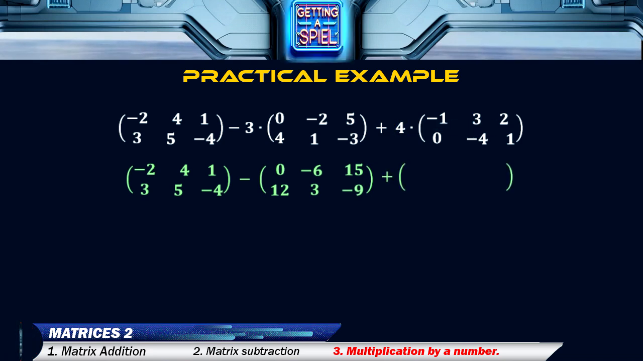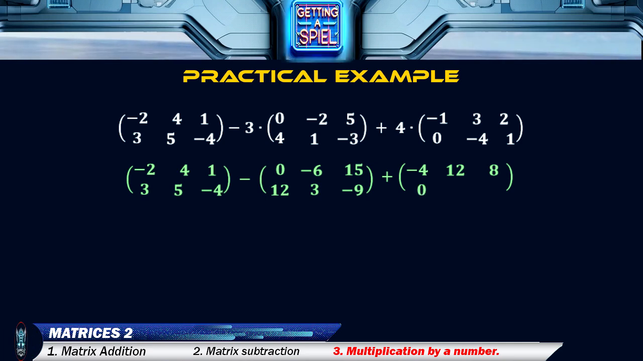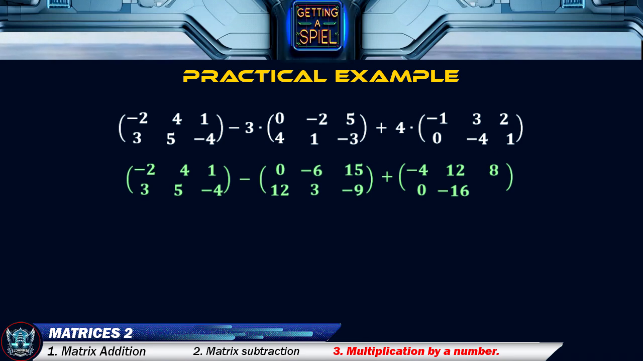In the same way, let's do the same with the 4. 4 times -1 is -4, 4 times 3 is 12, 4 times 2 is 8, 4 times 0 is 0, 4 times -4 is -16, and 4 times 1 is 4.